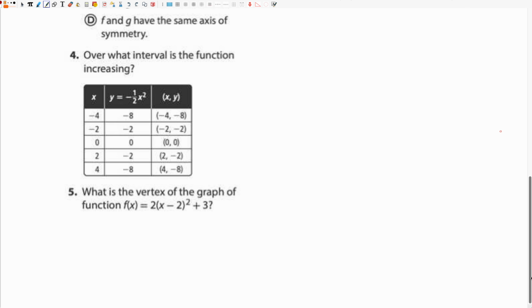Number 4, over what interval is the function increasing? 0 is involved, but what about 0? X is less than 0. When x is less than 0, the function is increasing. Here you go, Ash. Oh wait, is that the answer? The x is less than 0, that's the answer.